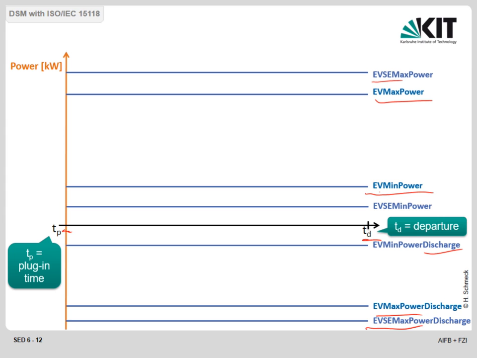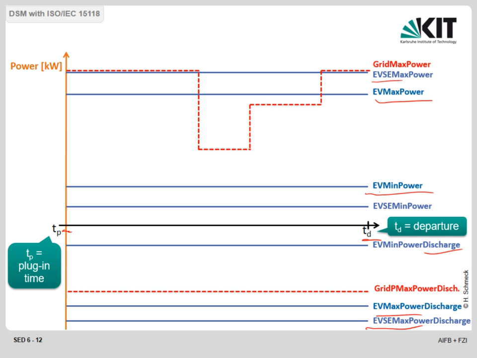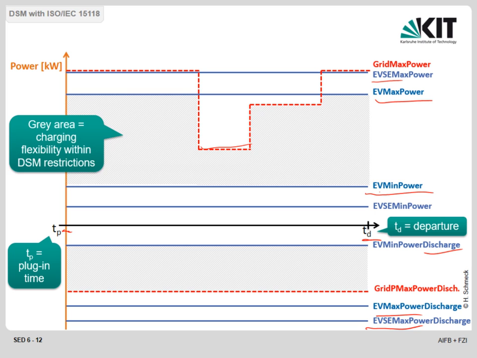Certainly you have to take the minimum of those values to come up with your recharging process. And now you have the information from the distribution system operator about certain load limits. Maybe there are certain times where you have lower power limits than at other times. Maybe many other vehicles want to get recharged and there's just not more power available at that time. And then you have this gray area, which is the charging flexibility within the DSM restrictions.